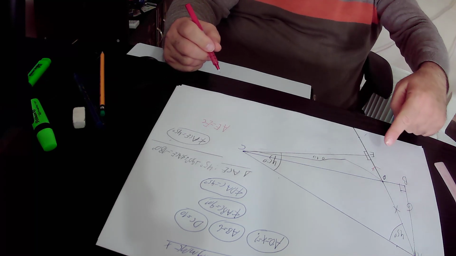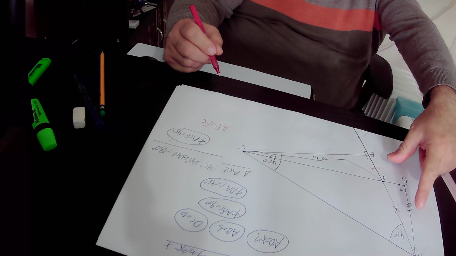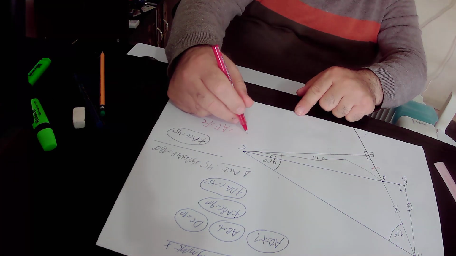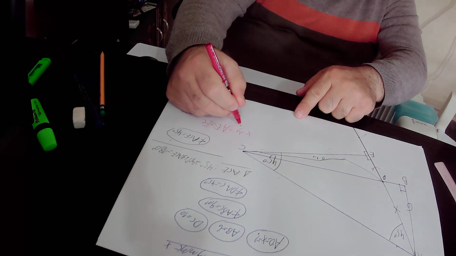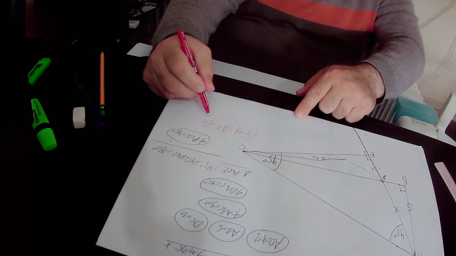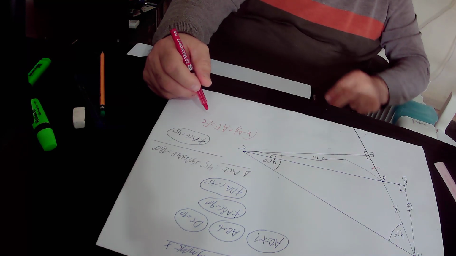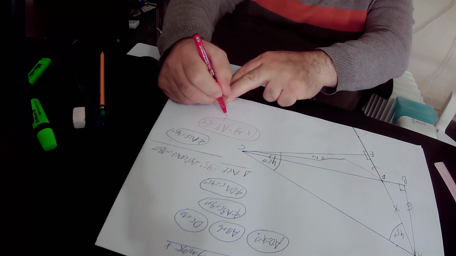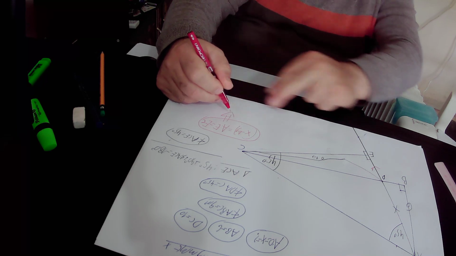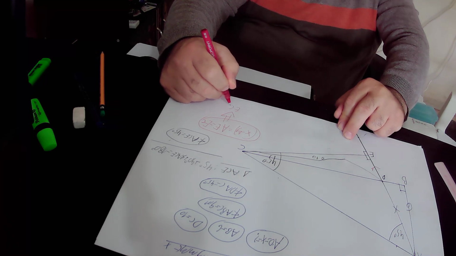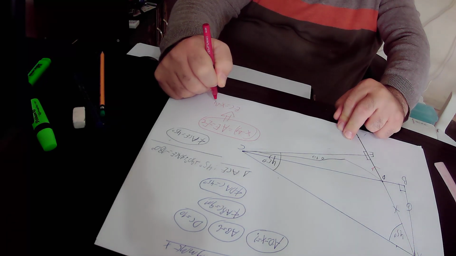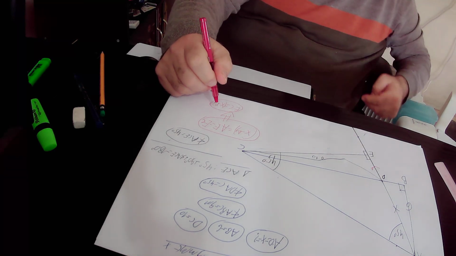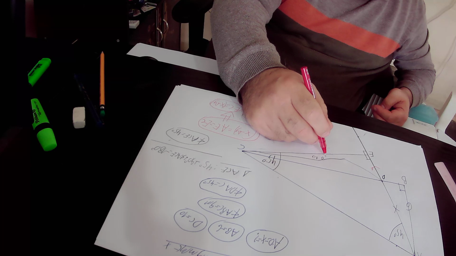But AE equals X plus Y. From this equation, X plus Y equals AE equals EC. We will derive that EC is also equal to X plus Y. Okay, EC equals X plus Y.